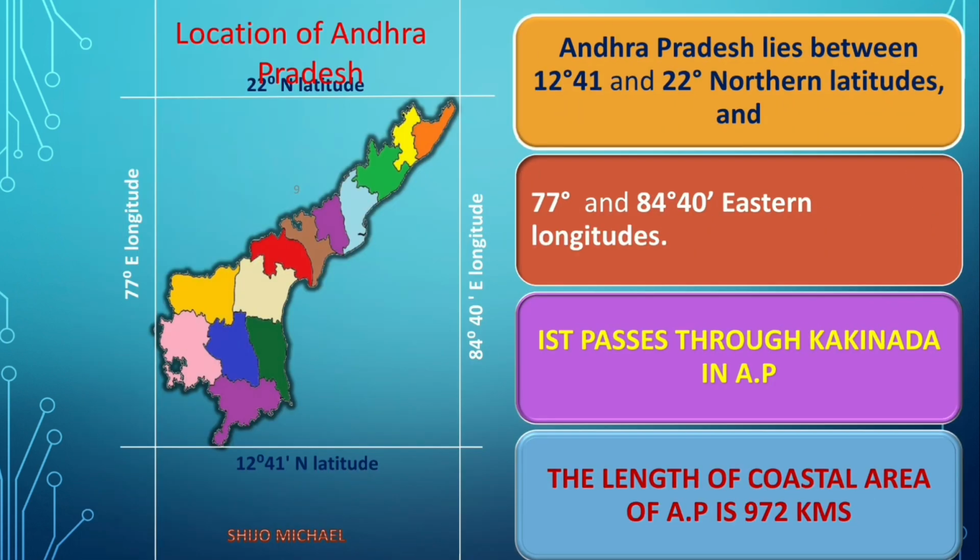Now let us have an idea about the location of Andhra Pradesh. Andhra Pradesh lies between 12 degree 41 minutes and 22 degree northern latitudes and 77 degree and 84 degree 40 minutes eastern longitudes. The IST passes through Kakinada in Andhra Pradesh. The length of the coastal area of Andhra Pradesh is 972 kilometers. These are some of the basic information about Andhra Pradesh.